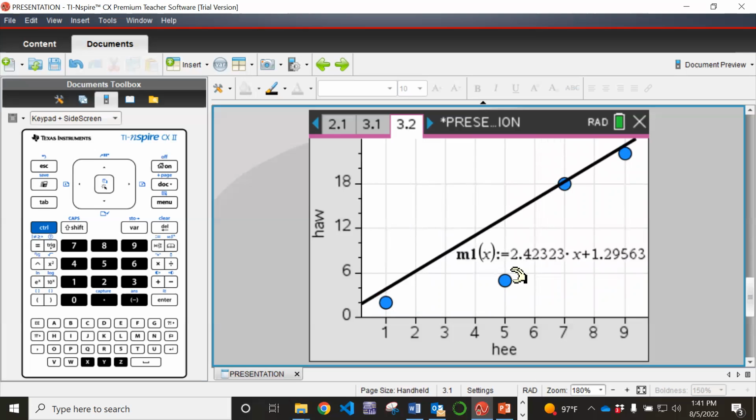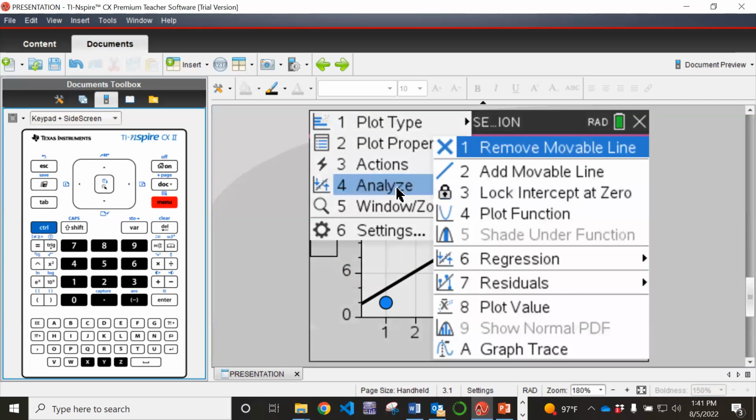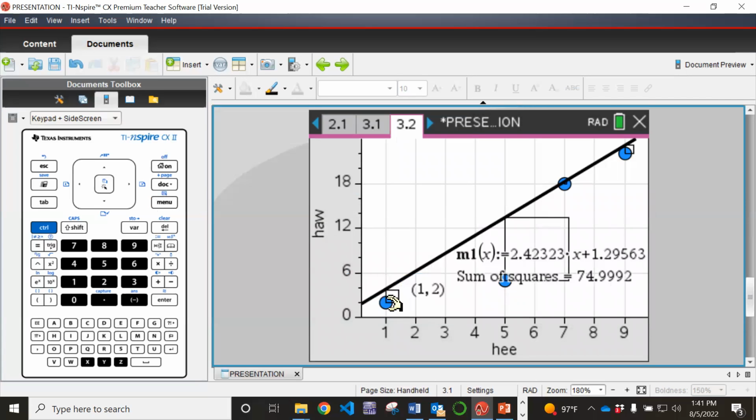So I'm going to add something to this setup here, back under menu. So I just went to menu and Analyze a second ago, and I added a movable line. But now I'm actually going to do residual squares. What residual squares does is show a square of how far off the point is from the data on the line, for the location on the line, and represents that visually with a square. And so I have these 4 squares.